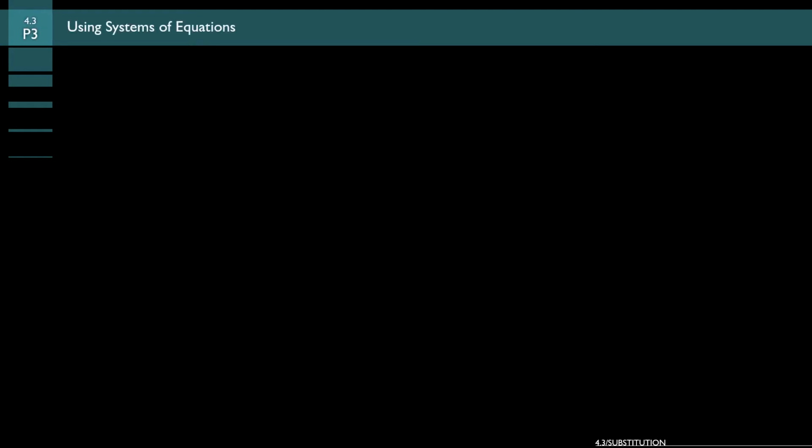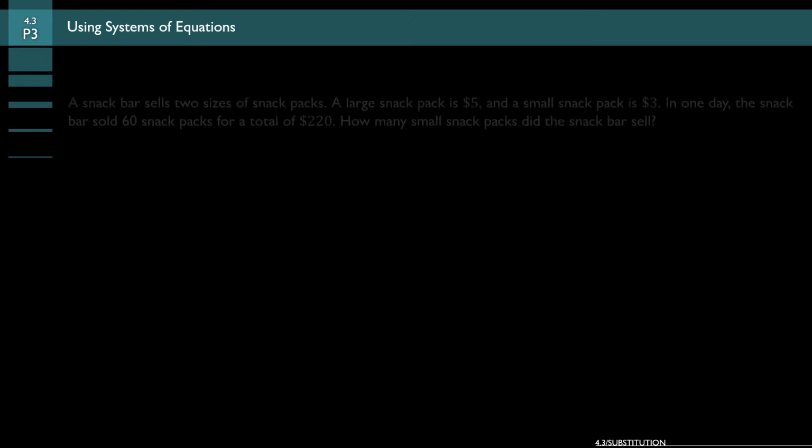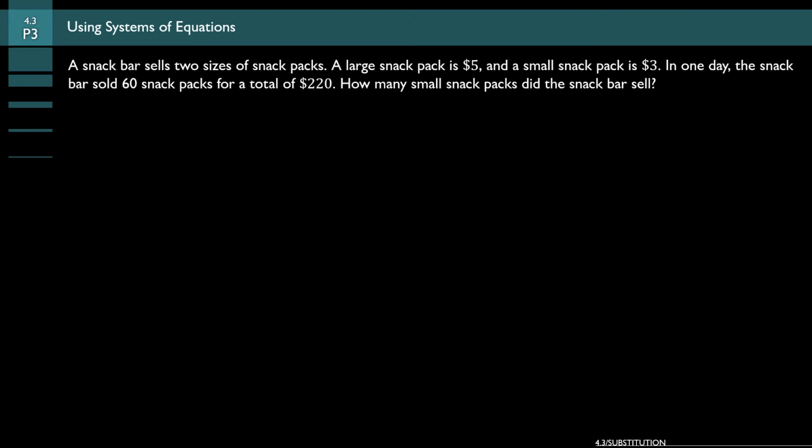In problem number 3, we've got a word problem, which is really what this is all made for. It's trying to determine the relationship between two values or two variables given a set of circumstances. So the set of circumstances that we're given is a snack bar sells 2 sizes of snack packs. A large snack pack is $5 and a small snack pack is $3. In one day, the snack bar sold 60 snack packs for a total of $220. How many small snack packs did the snack bar sell?